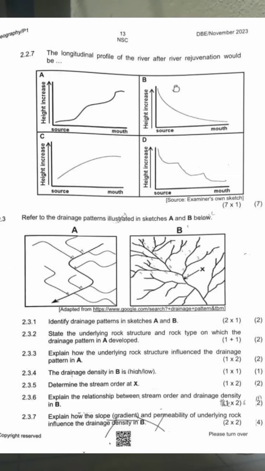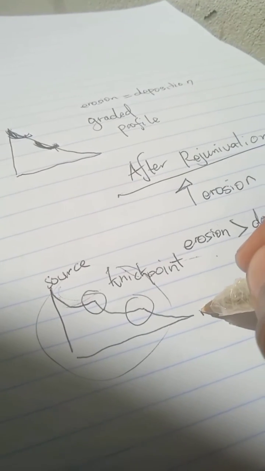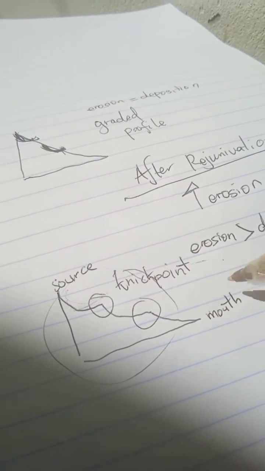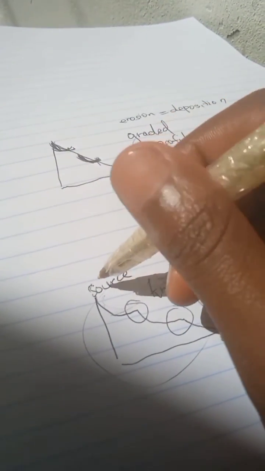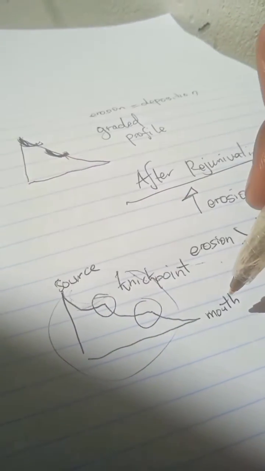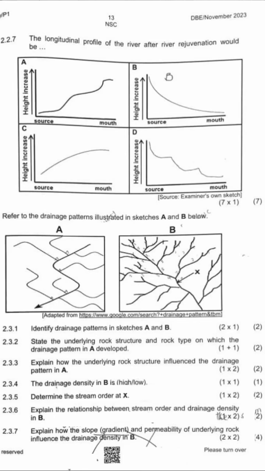The source, you'd find it, of course, in the upper course, and the mouth you'd find in the lower course. So we know that in the upper course the gradient is steep, the altitude is high, and the mouth, of course, is at a lower altitude. So it's actually the opposite. So A is not our option, so we cross it off, and therefore we are left with D. So we are going with D. So D has to be our answer, guys.